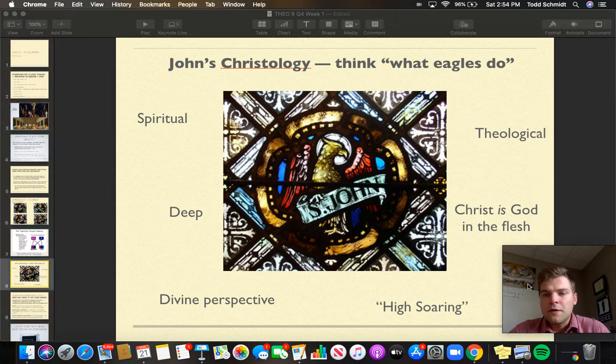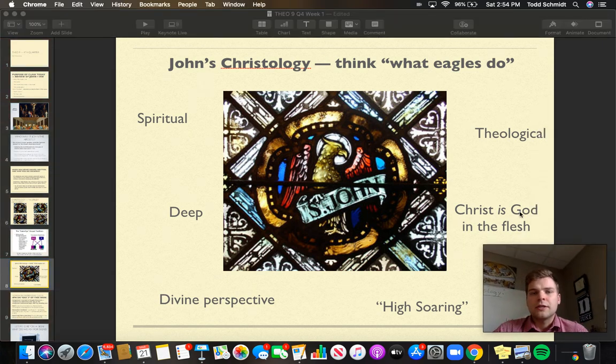John goes in a different direction in his gospel. He's depicted as an eagle. When you think about his Christology, Christology is basically a study of Christ. The root "ology" means study of, so Christology is the study of Christ. John's Christology is a very spiritual, deep, very high perspective about Jesus.